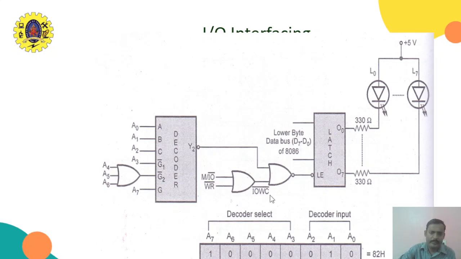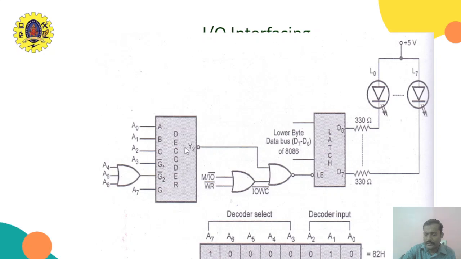Look at how it will be decoded. So we have the decoder. ABC will be connected to A0, A1, A2, and then A3 will be connected to ground 1. A4, A5, A6 will be connected through an OR gate to the G2 bar, and then A7 will be connected to the ground. Look at this. This is the output. We have Y0, Y1, Y2 up to Y7. Here we have taken Y2.